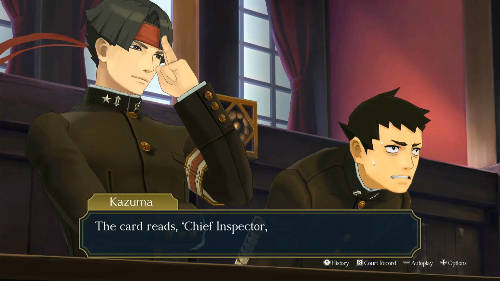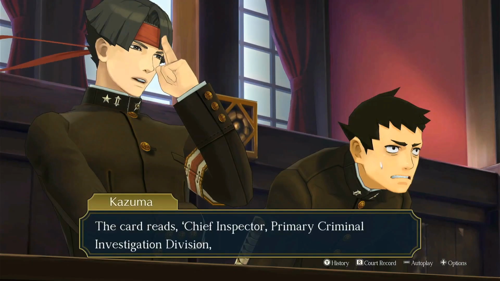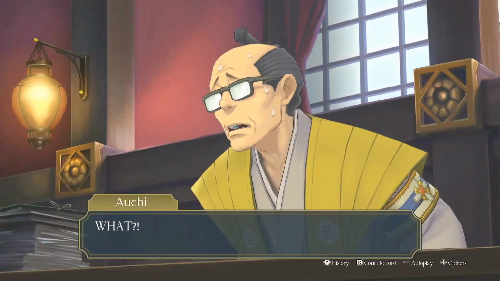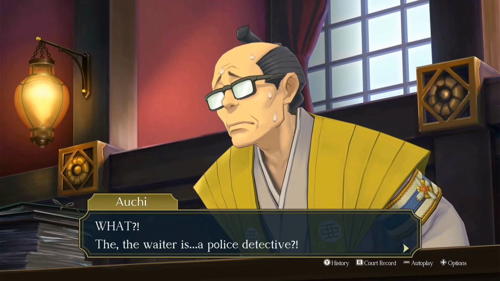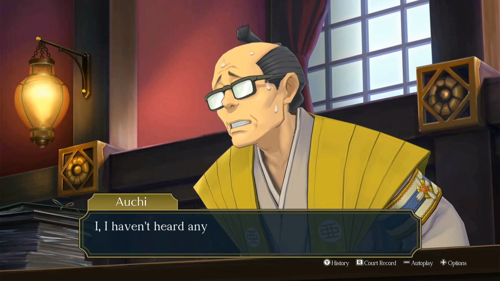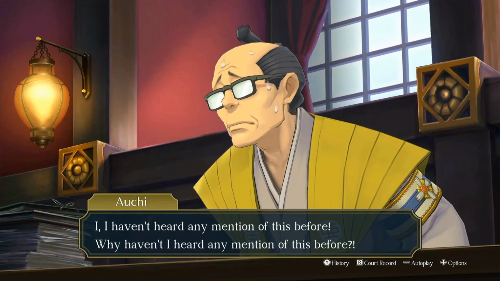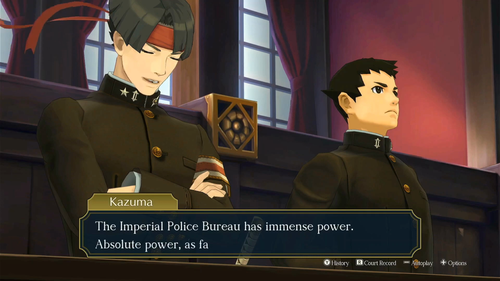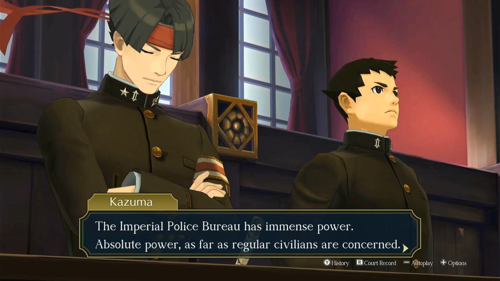The card reads, Chief Inspector, Primary Criminal Investigation Division, Imperial Police Bureau. What? The waiter is a police detective? I haven't heard any mention of this before. Why haven't I heard any mention of this before? The Imperial Police Bureau has immense power. Absolute power as far as regular civilians are concerned.